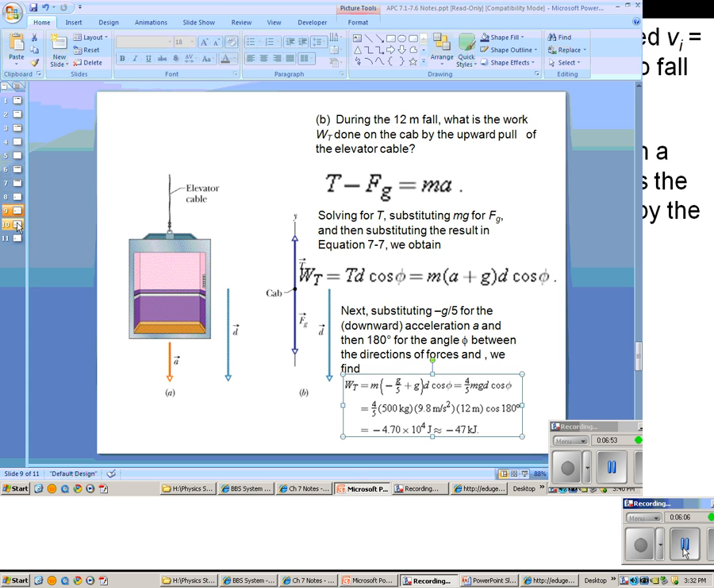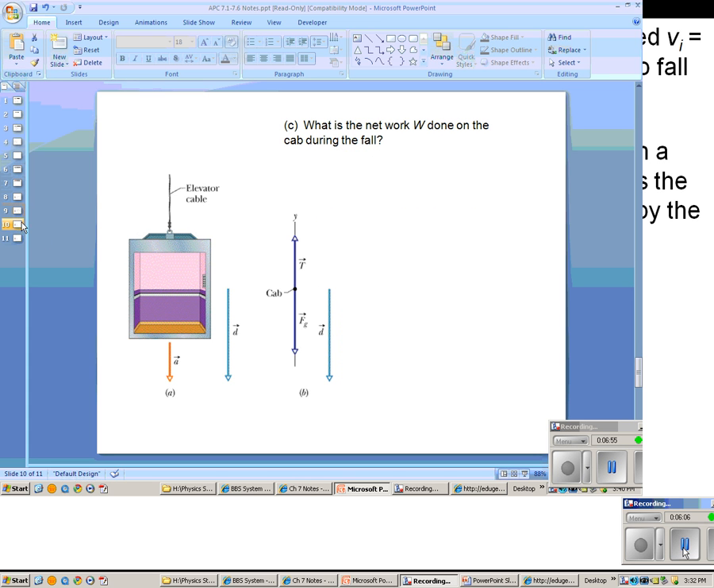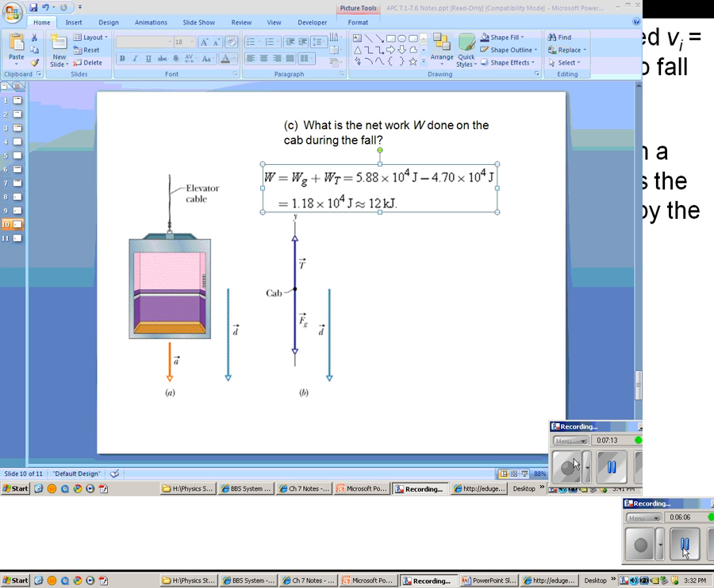The next problem is C. What is the net work done on the cab during the fall? And the net work is just the work done by the tension and the work done by the force of gravity, add those together, and you'll get the net work. So pause the video and come up with that answer now. So our answer comes out to be 12 kilojoules, approximately.